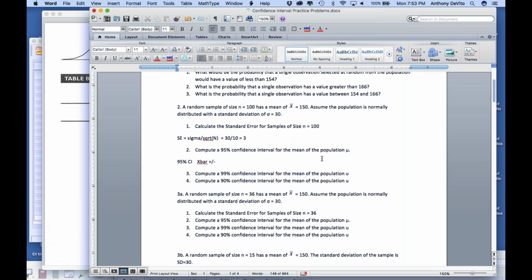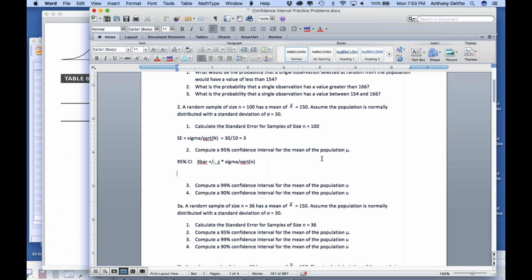What's it going to be plus or minus? It's going to be plus or minus a z-score that represents the level of certainty that I want, times my standard error, how variable my sample is. And that's based on, what is that standard error really? It's sigma over the square root of the sample size. That's sigma, right?